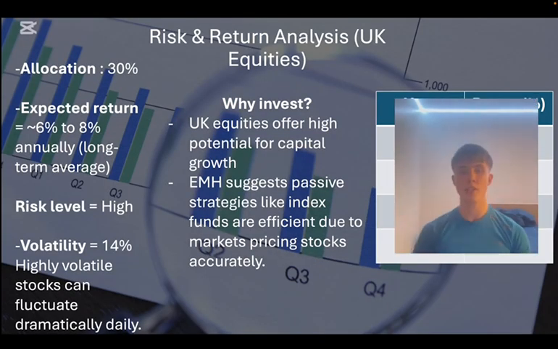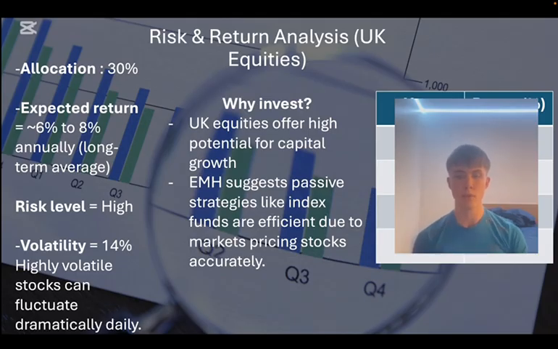So this is a risk and return analysis of UK equities. We've allocated 30% of the portfolio to UK equities. Historically, they offer an annual return of around 6 to 8%, but this comes with a high volatility of around 14%. This means that prices can swing dramatically. And the reason we're including equities is the strong potential for capital growth.